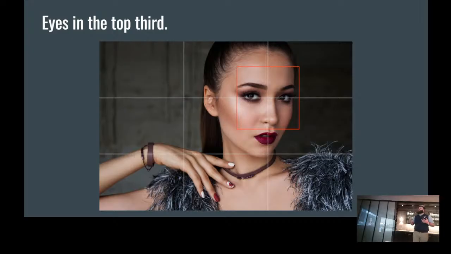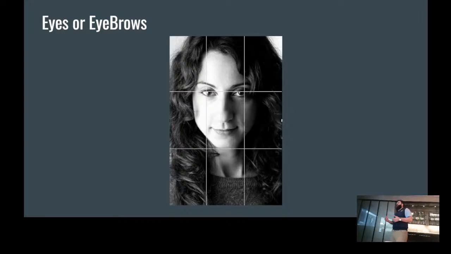And if the eyes don't work for you in your image as you're shooting, try to get the eyebrows in there. Eyes or eyebrows in the top third will work. But again, it's just a nice way for us to read and naturally follow this image.